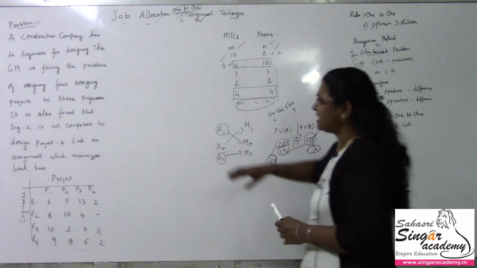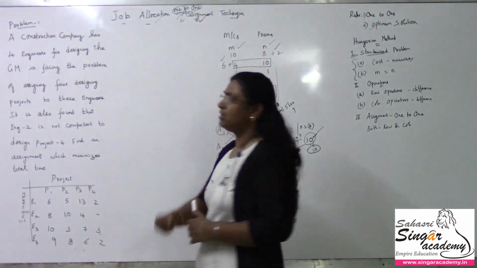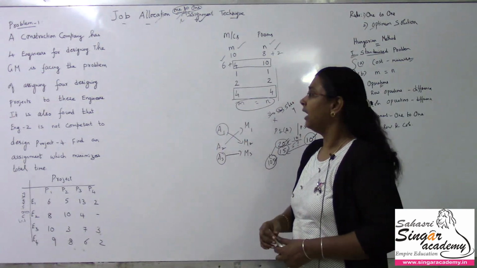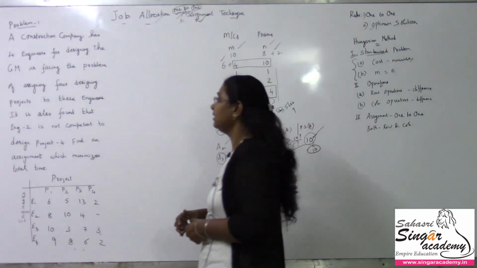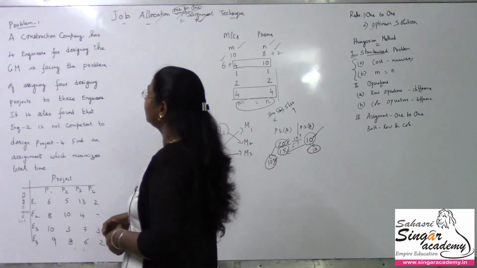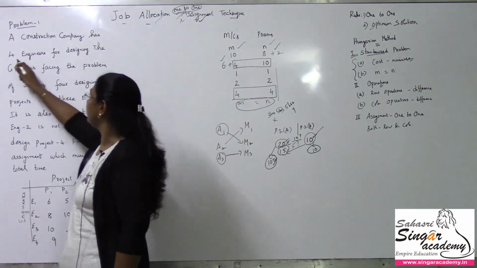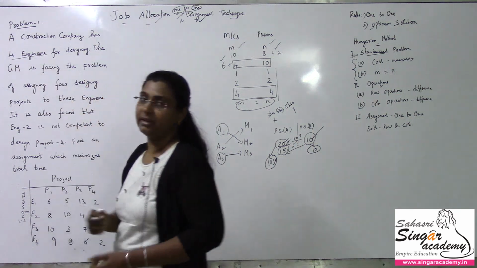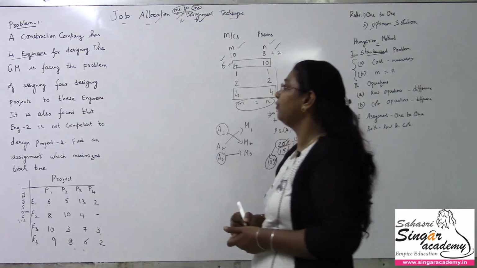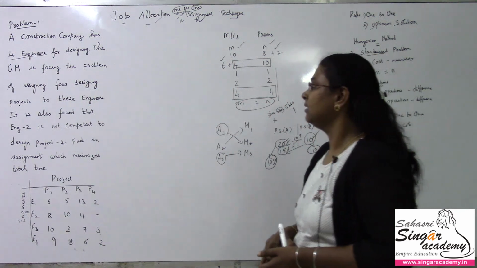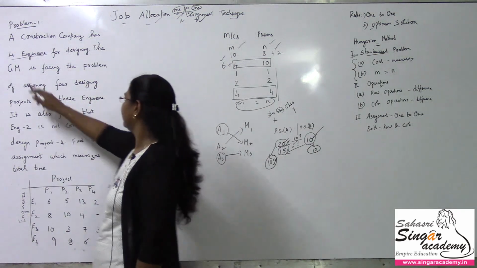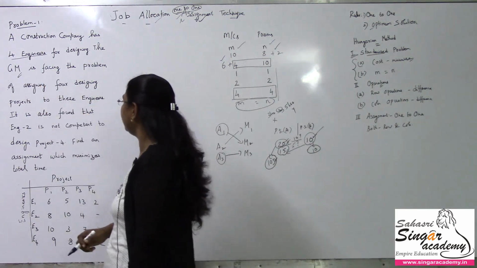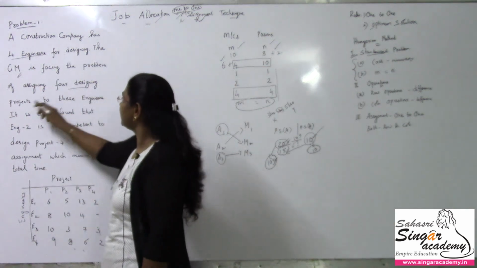I have taken a basic problem number 1. I am going to discuss a few problems here for you. Here, there is a construction company having 4 engineers for designing. The general manager, GM, is facing the problem of assigning 4 designing projects to the engineers.